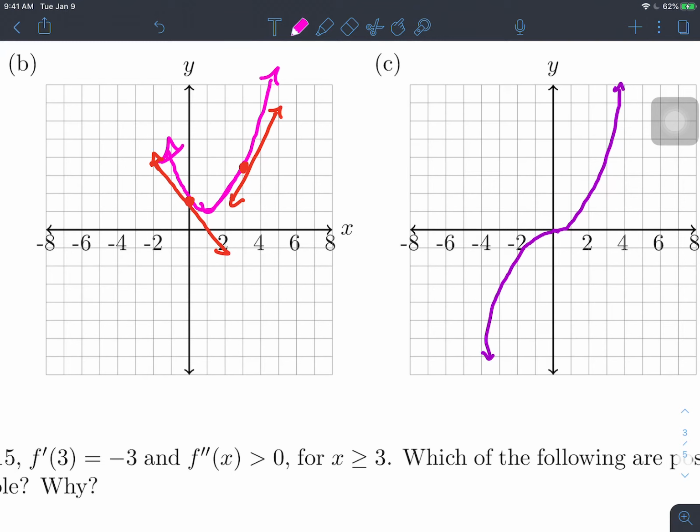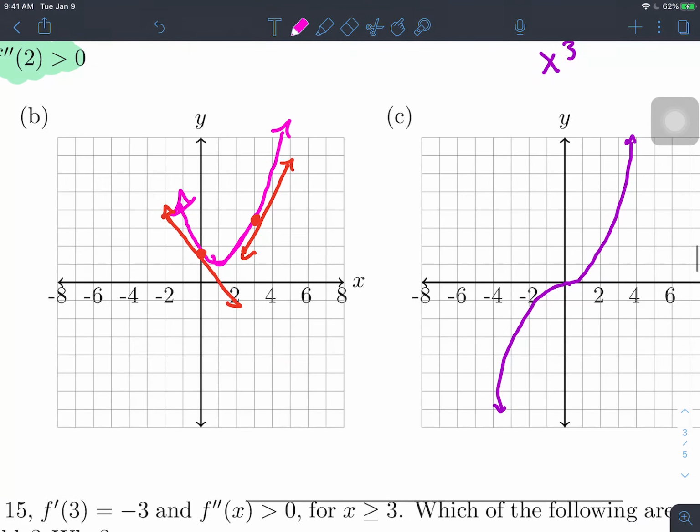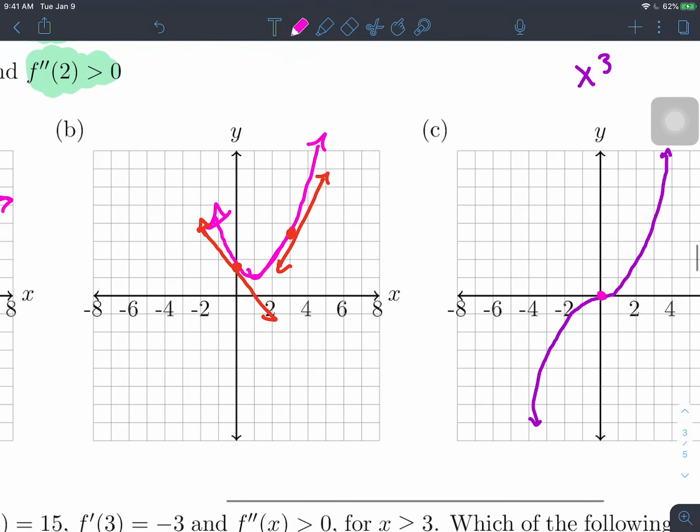We should also have f prime of 0 equal to 0. That's true because for this graph, the point 0 is an inflection point. Okay, it's an inflection point, and thereafter we're concave up. So the last property, f double prime of 2 greater than 0, is also satisfied.